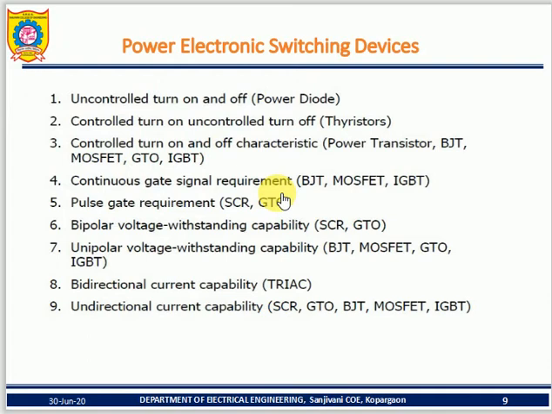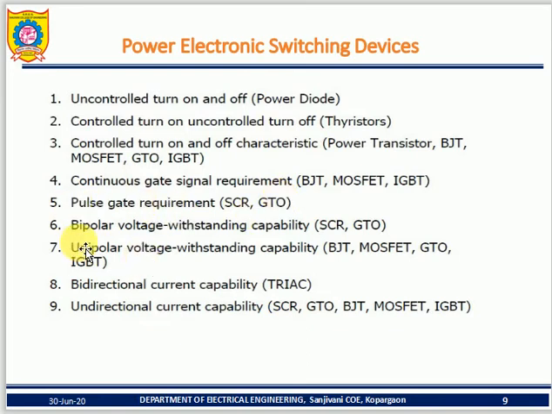What is this minimum current required to turn on the device? That is called the latching current. Holding current means the minimum current below which, when the current falls under it, the thyristor automatically turns off. That is called the holding current. So SCR has a natural turn off. For pulse gate requirements, you apply that minimum current to turn on the SCR and GTO.